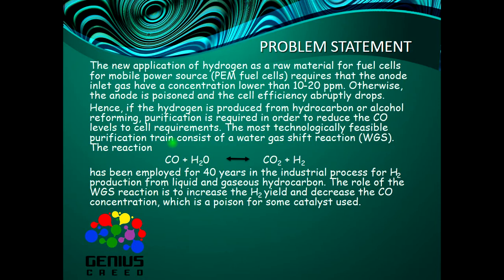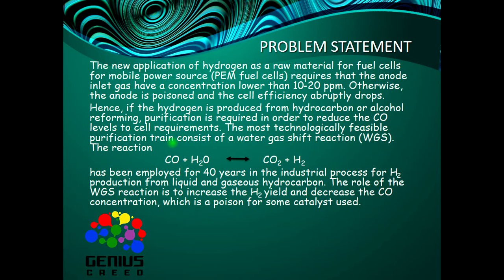So the problem statement: the new application of hydrogen as a raw material for fuel cells for mobile power sources requires that the anode inlet gas have a CO concentration lower than 10 to 20 parts per million. Otherwise, the anode is poisoned and the cell efficiency abruptly drops. Hence, if the hydrogen is produced from hydrocarbon or alcohol reforming, purification is required in order to reduce the CO levels to the cell requirement. Now, the most technologically feasible purification train consists of a WGS.